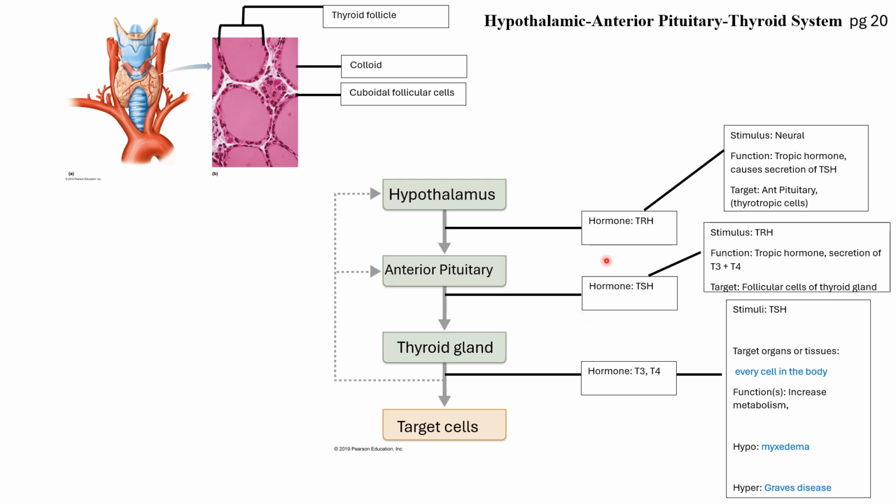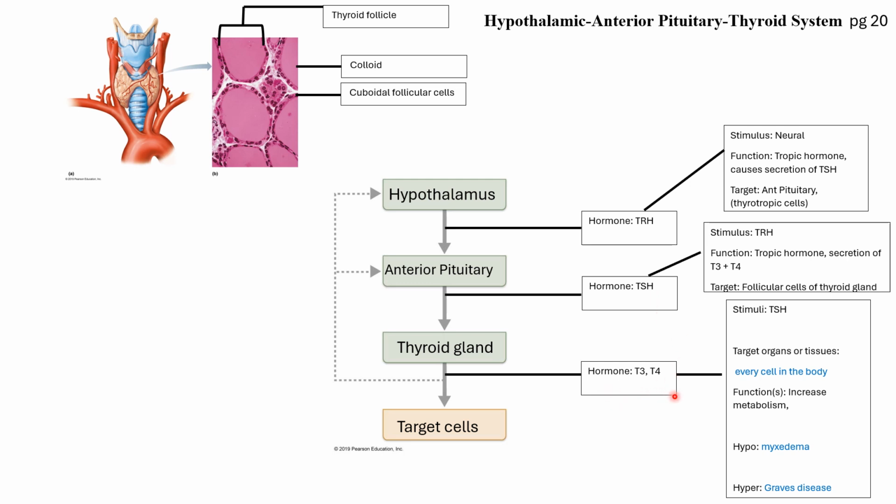Now the stimulus for TSH is TRH, and what is the function of TSH? It causes secretion of T3 and T4. It is also a tropic hormone. It is also a trophic hormone. It also increases the size of the gland. And what are the target cells? The follicular cells of the thyroid gland are the target of TSH.